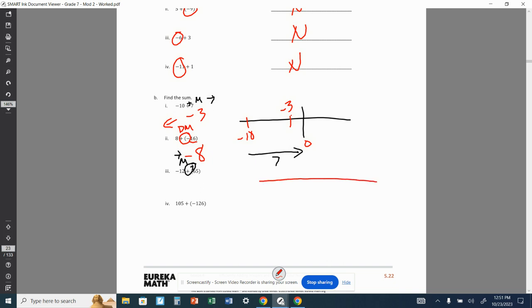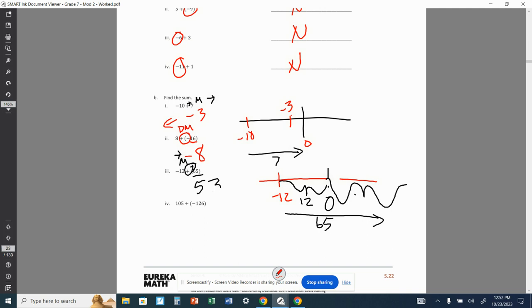So number line, here's my negative 12, right? Here's my 0. We can see that by going 65, it's a number that's way bigger than 12. So if we just go this amount, that's 12, right? We still have quite a bit more. It's terrible drawing there. Quite a bit more to move over here to finish our 65, or the difference of 12 and 65 is 53. Since this is a much bigger number, it should be a positive 53.